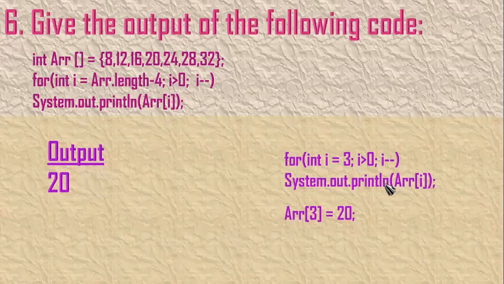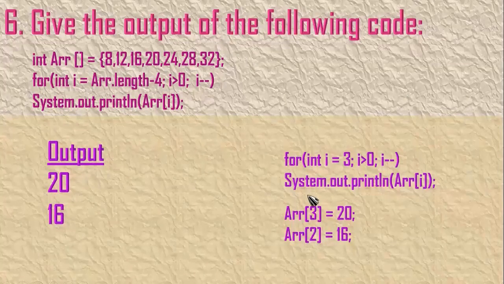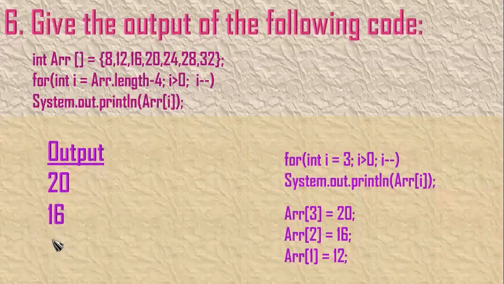So you have to check this also. It will come to the next line and give the answer. So i will become 2 now. 2 means 16 will be the answer. It will give the answer in the next line. And then again this becomes 1. So at 1, 12 is available. 12 will come again in the next line. So when it becomes 0, it will be false. So only 3 times it will run.